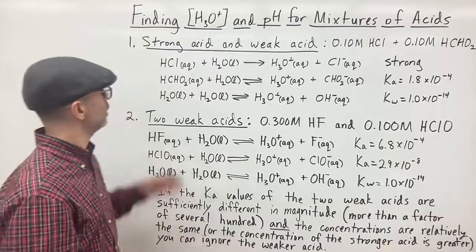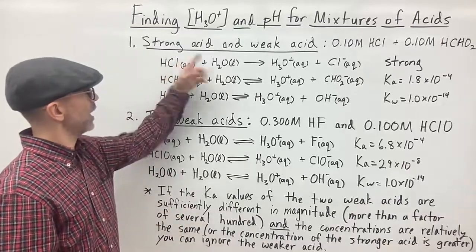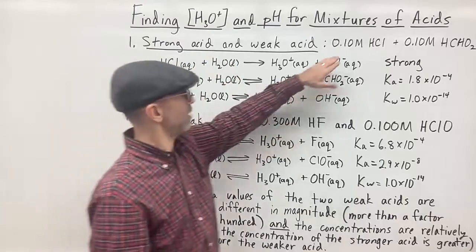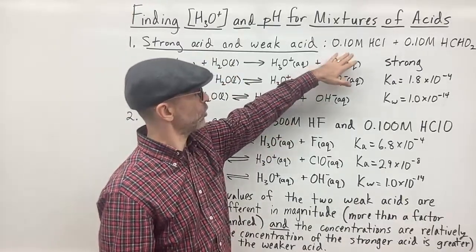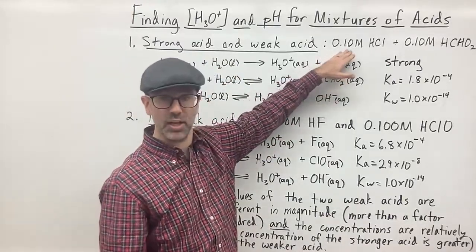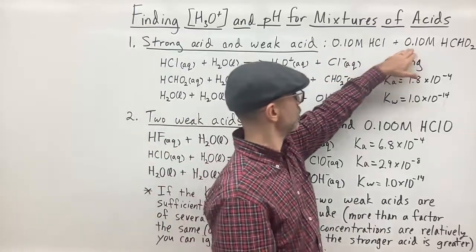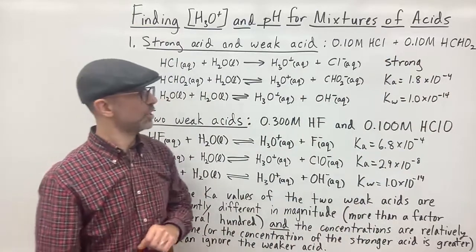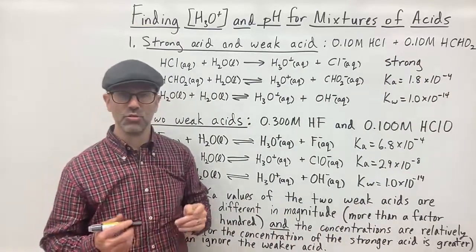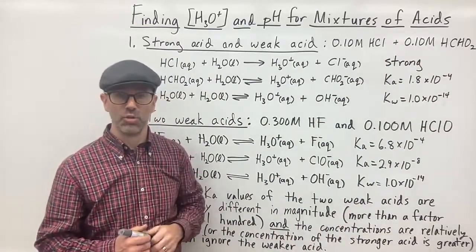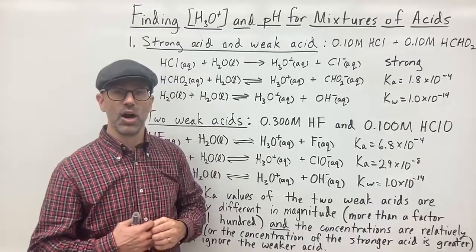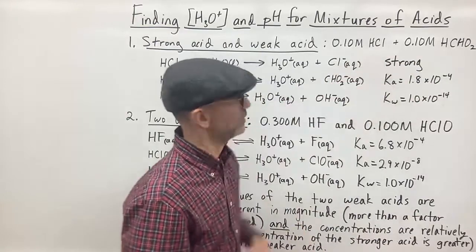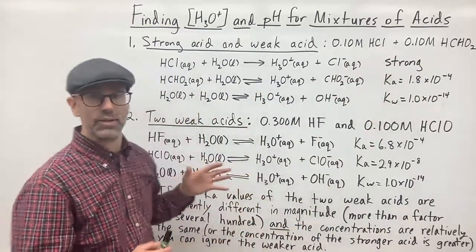First of all, we're going to talk about a strong acid and a weak acid mixed together. Here's an example. If I have a 0.10 molar solution of HCl and I mix that with a 0.10 molar concentration of HCHO2, this is my weak acid, and this is my strong acid. So here, let's lay out the possibilities.